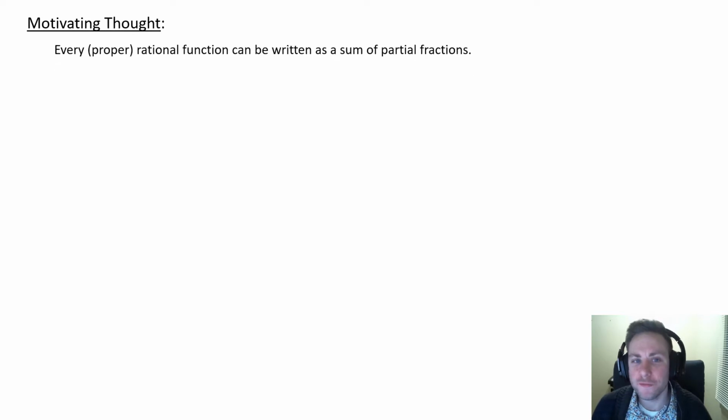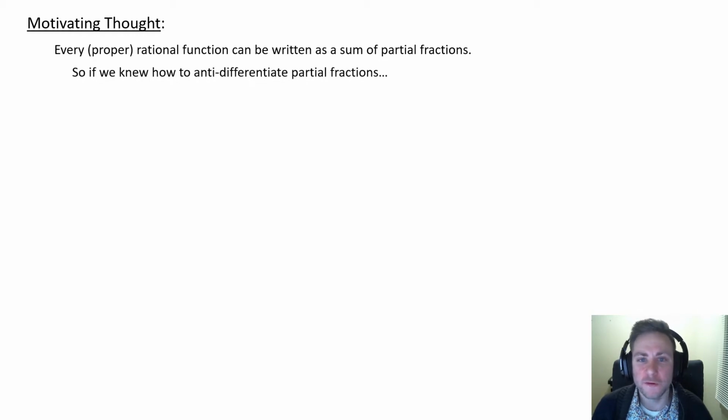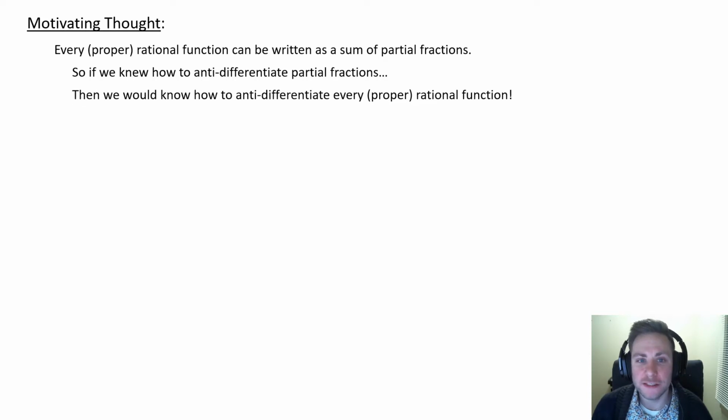We know that every proper rational function can be written as a sum of partial fractions. And you should remember that the reason why that's important is because it allows us to find antiderivatives of rational functions more easily. In fact, if we had a general method for anti-differentiating partial fractions, then we would know how to anti-differentiate every single proper rational function that we ever want to.